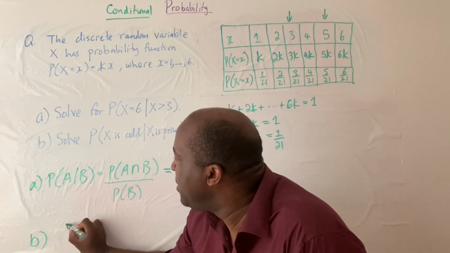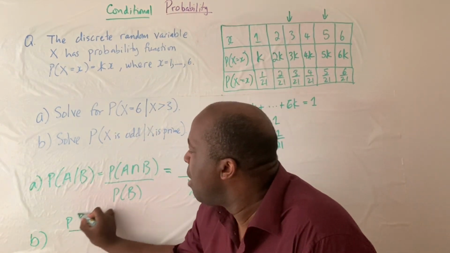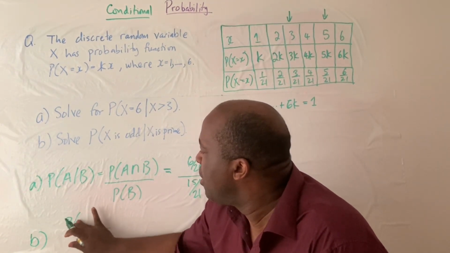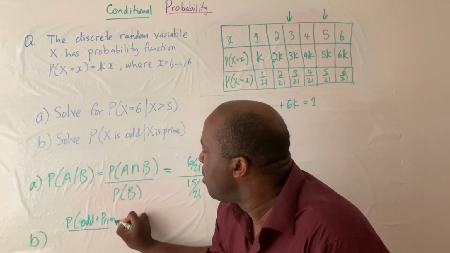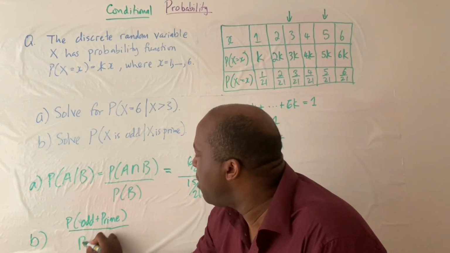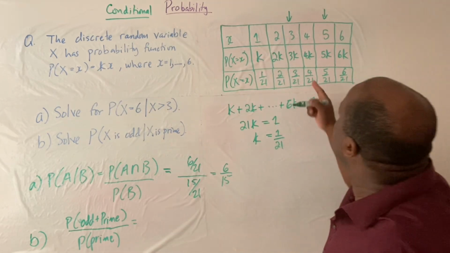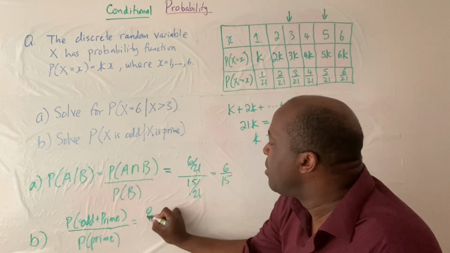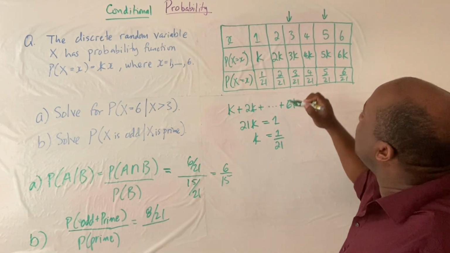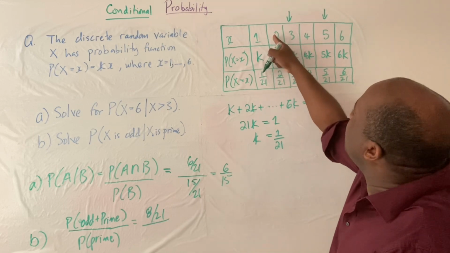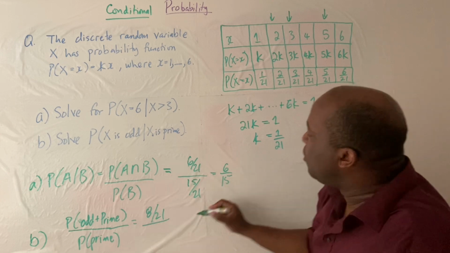So this is going to be equal to the probability of odd and prime over the probability of prime. So that is going to be 8 over 21 divided by the probability of prime. So to be prime means to be either 2, 3, or 5. So that's going to be 10 over 21.